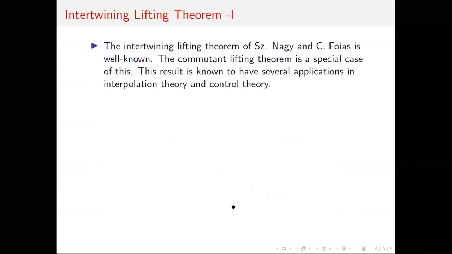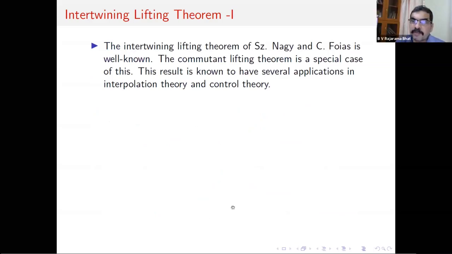Okay. So then there is the intertwining lifting theorem. The intertwining lifting theorem of Nagy and Foias is well known. The commutant lifting theorem is a special case of that. And this result is very popular. It has many applications. So what is it?